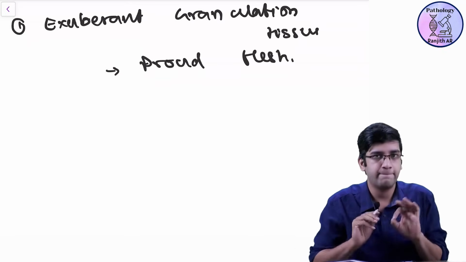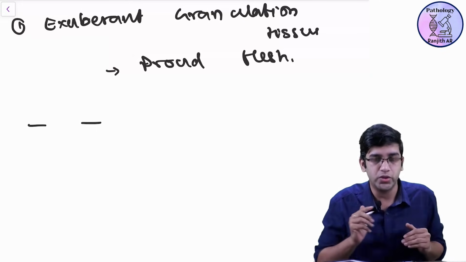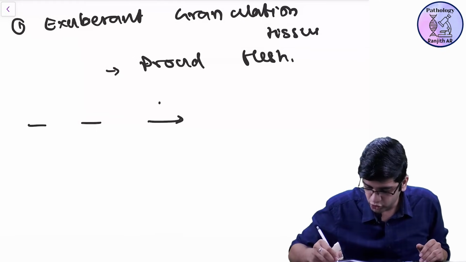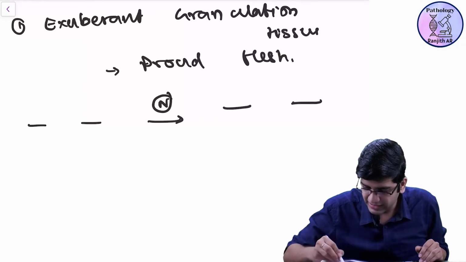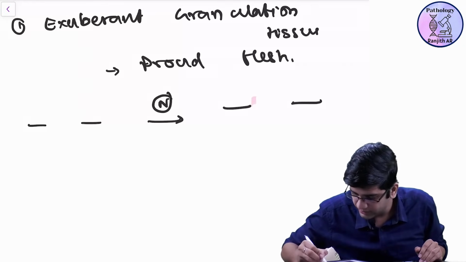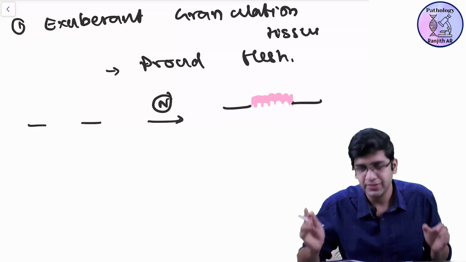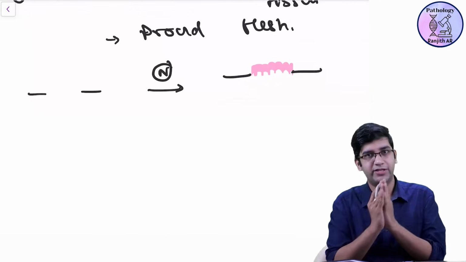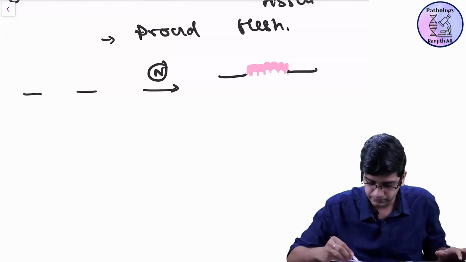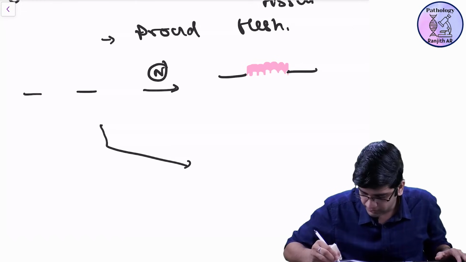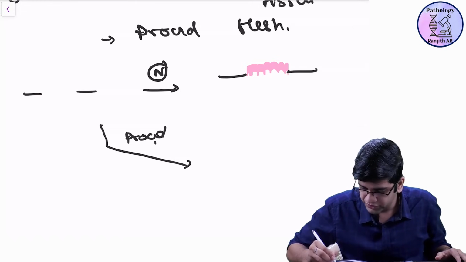Let's assume this is a normal wound. That gap is the wound, fine? If it is normal, what will happen is, I would have had granulation tissue like this. Okay, I'll put a pink colored granulation tissue. It will bridge the place and slowly it will heal. Normal, completely no problem. When I'm going to have proud flesh, we're going to see what will happen.